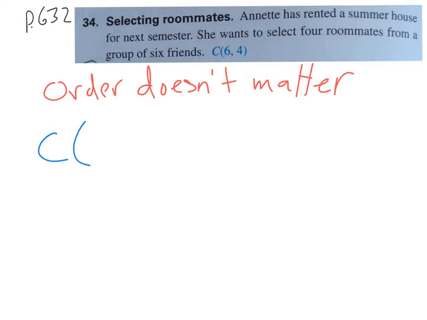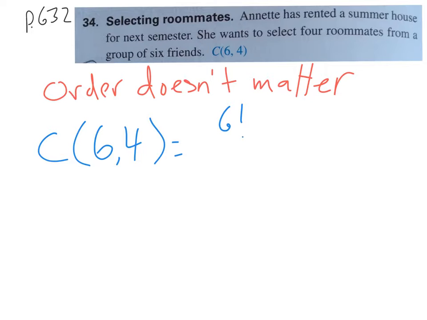So we're choosing from 6, right, because you have 6 friends to choose from, and we have to select 4 of them. And that's what that stands for. That's what C of 6, 4 means. It's selecting 4, the number of ways you can select 4 out of 6. And obviously, if we calculate this real quick, I'll show you.